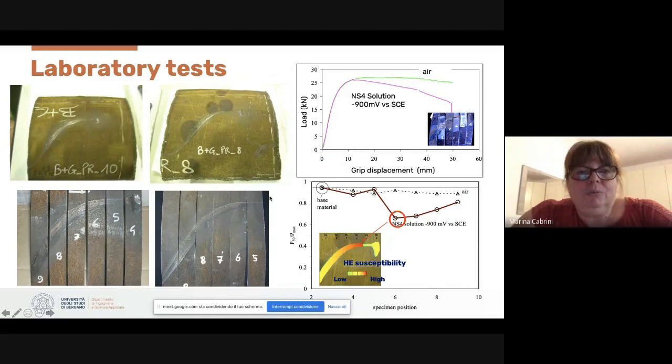In this case, we used the defect obtained by the simulator that was cut in different 3-point bending specimens, and one was tested in air with a slow bending test, and the other in a solution simulating the moisture of soil with a cathodic protection not very high, minus 900 millivolt with respect to calomel electrode. We can see 2 different curves in the test in air, and it's possible to observe the plasticity of the specimen.